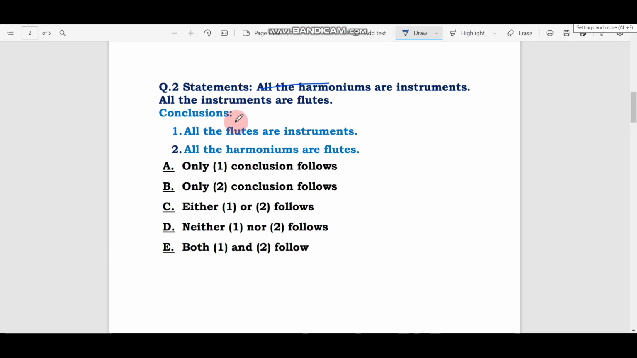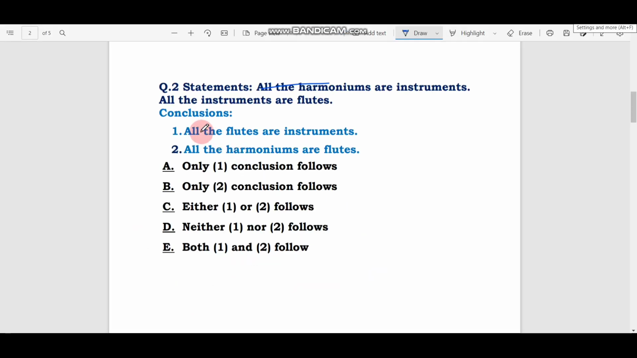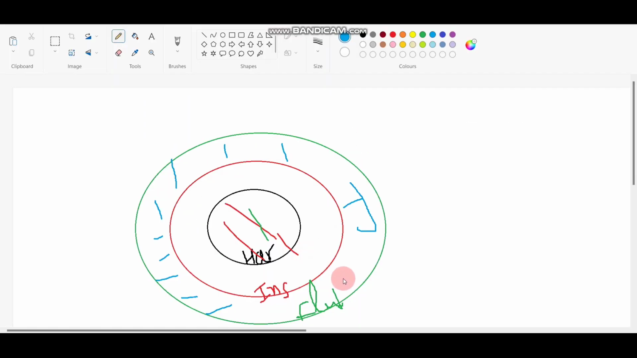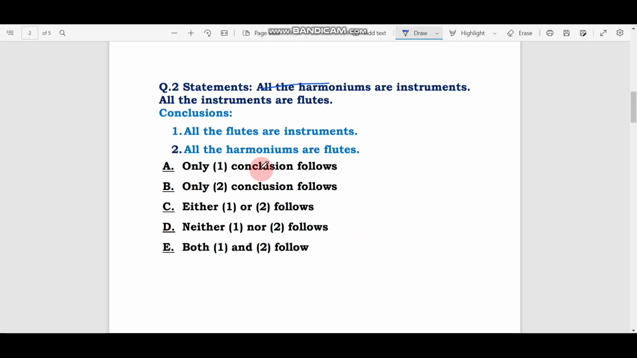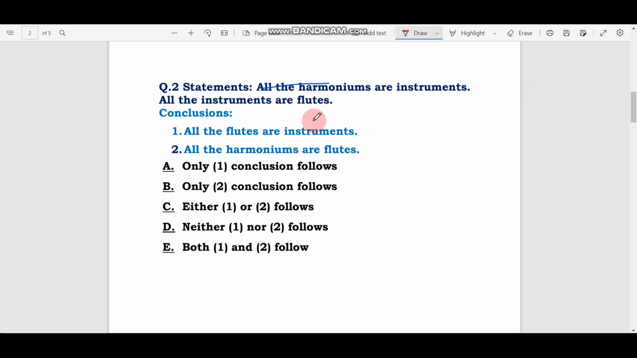Now let's move to the conclusions. The first conclusion is: all the flutes are instruments. No, it is not correct, because as you can see here, this portion is flute, but it is not instrument. It says all the flutes are instruments, but that is not correct. This is a portion that is flutes but not instruments. So the first conclusion is false and does not follow.